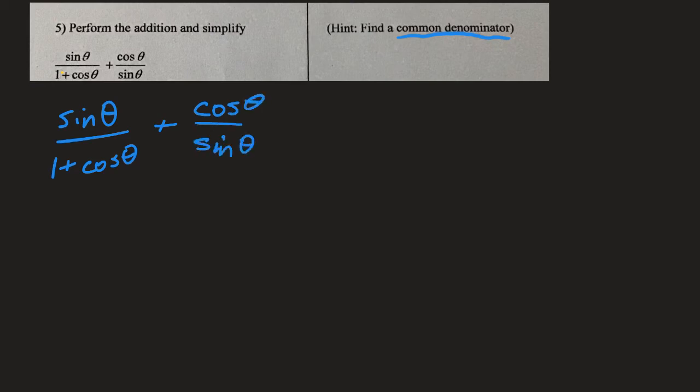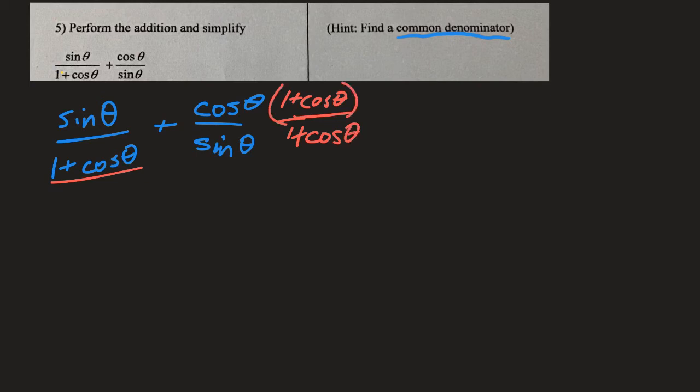All right, so number 5 says, perform the addition and simplify. We've got sine theta over 1 plus cosine theta, and that is being added with cosine theta over sine theta. So in order to be able to add this, just like our hint says, we're going to need a common denominator. So let's start by writing this problem out, and then we'll just take each side and multiply it by the opposite side's denominator to get a common setup. So I'm going to take the right-hand side, and I'm going to multiply it by 1 plus cosine theta on top and on bottom. Can't just do it on one side.